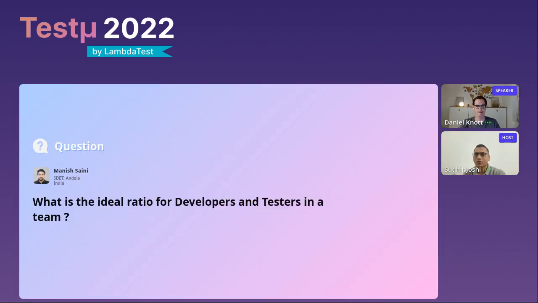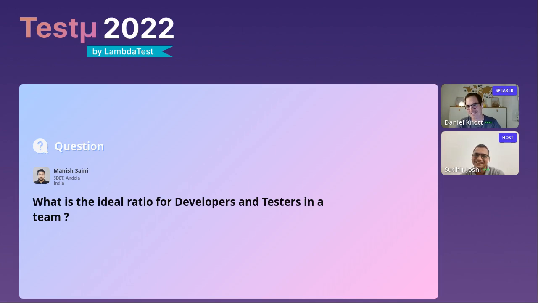There we go. So the first question from Manish is, what is the ideal ratio for developers and testers in a team? 1-to-1. That would be an ideal world, but of course this is not the case, right?